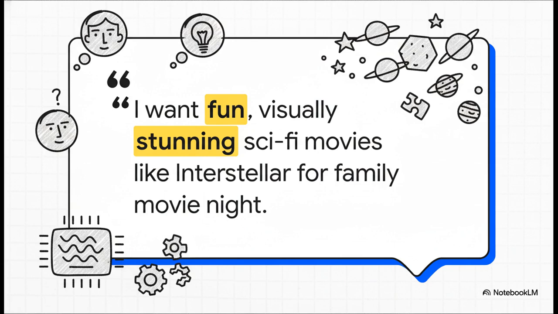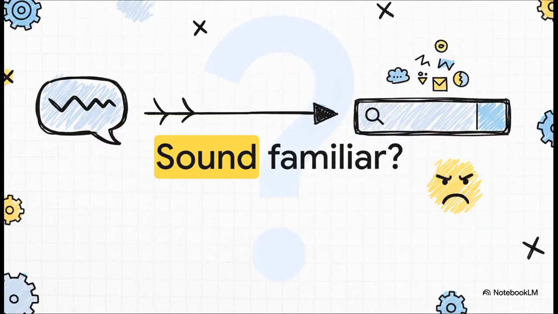On the surface, it sounds pretty simple, doesn't it? But for a typical computer algorithm, that request is actually incredibly complicated. I'm guessing it does. We've all tried typing something that specific into a search bar, only to get back a totally random list of sci-fi movies that completely misses the point. It's this universal frustration, and it really highlights the huge gap between how we talk and how machines listen.